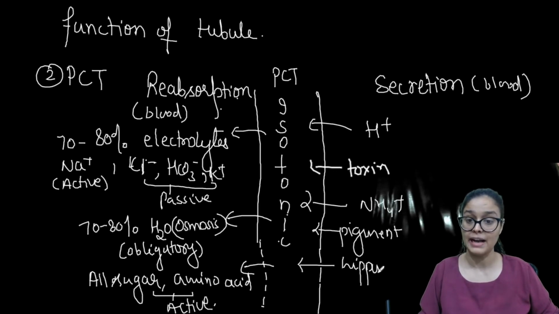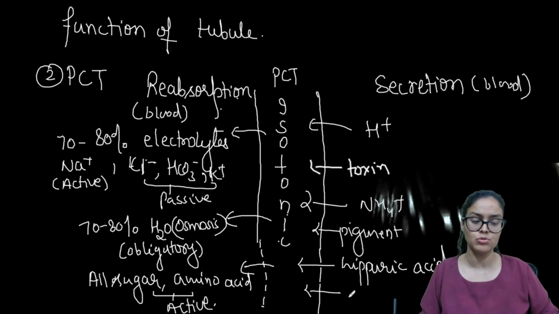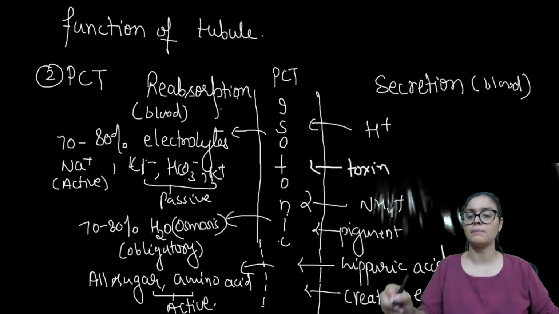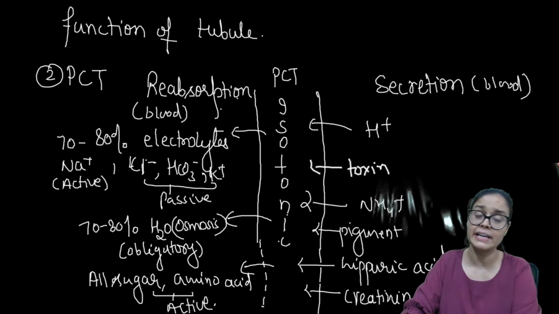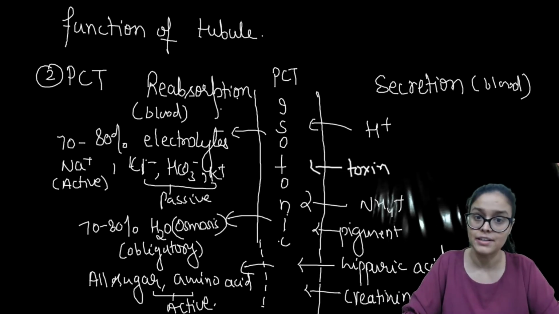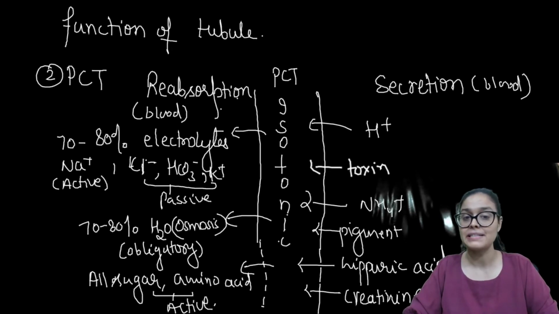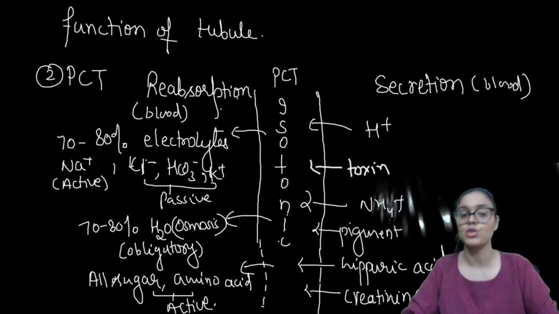You know what is hippuric acid? I have just told you, right? Hippuric acid, everything is coming back from the blood to the tube, creatinine. So all the bad things from the blood again become part of the urine, part of the filtrate, right? So this is all about the PCT: what reabsorption will happen, what secretion will happen, and how. This is important for the exam.